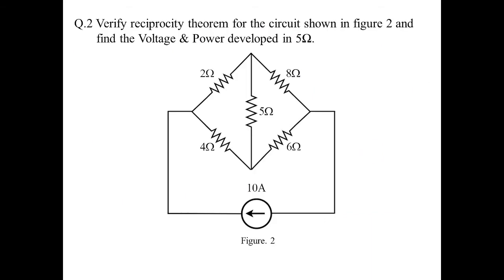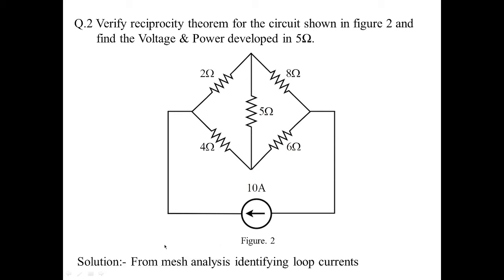Let us go with another example. Now this is a typical example where you have to find out the circuit to be reciprocal, as well as we need to find out the value of voltage and power developed in 5 ohms. Now here we need to calculate the value of voltage and power using the reciprocity theorem. We have to verify and we have to find out the values.